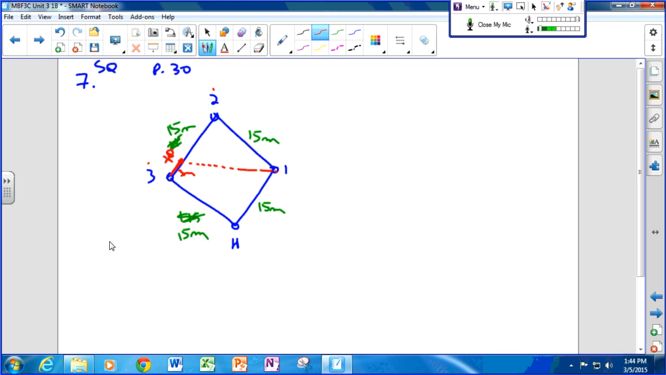So let's redraw this. There's no harm in redrawing the diagram once, because remember the 4-step problem solving model. Step 1 is understanding the problem. Well, we don't always necessarily understand the problem the first time we draw our diagram.